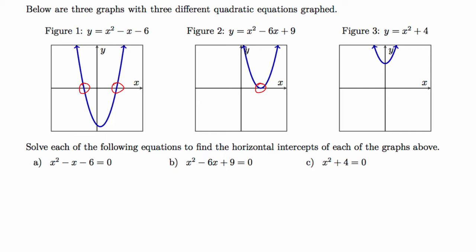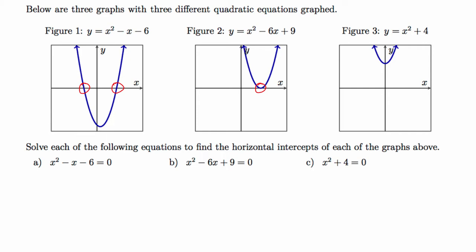Below each of these graphs, we have an equation to solve. Each of these equations in turn will give us the x-coordinates of the x-intercepts for each of the graphs above. So in part A, we want to solve the equation x squared minus x minus 6 equals 0. I'm going to choose to solve this by factoring.